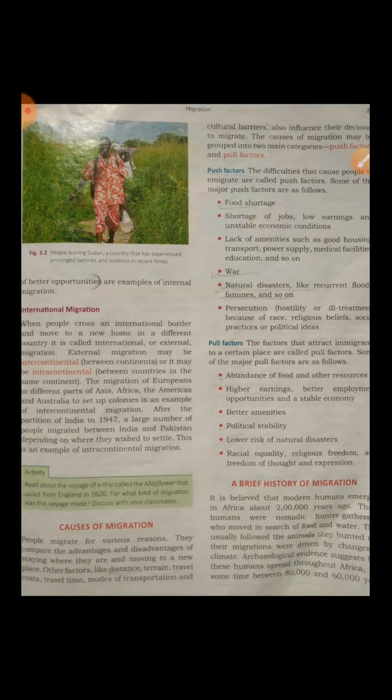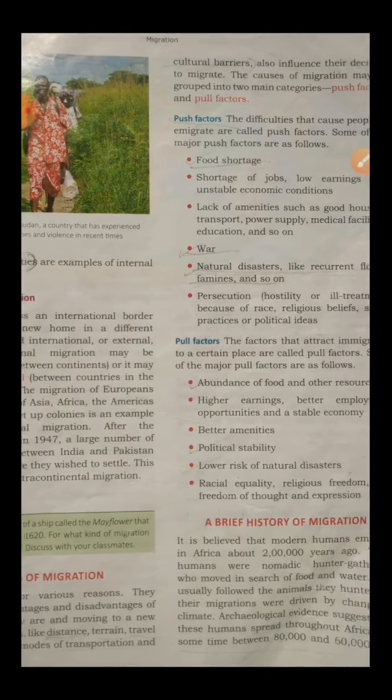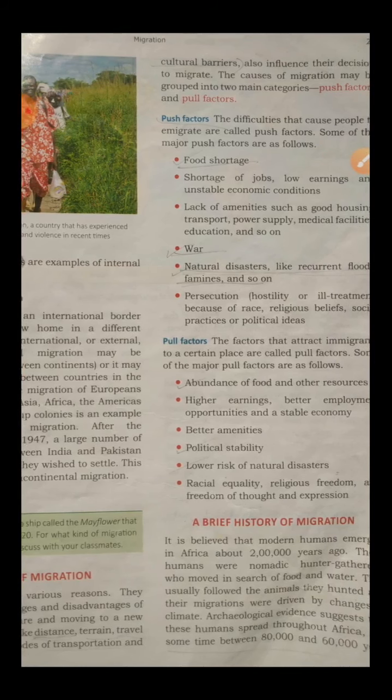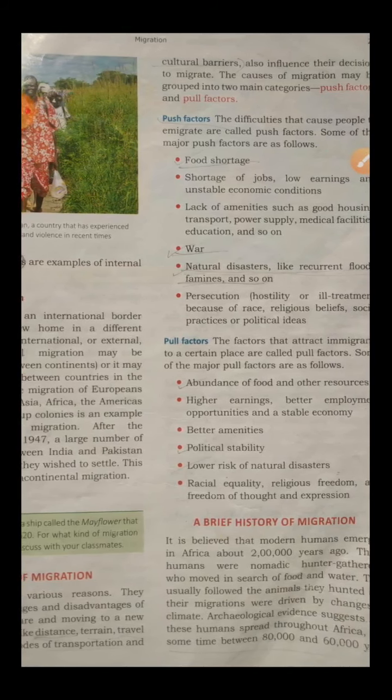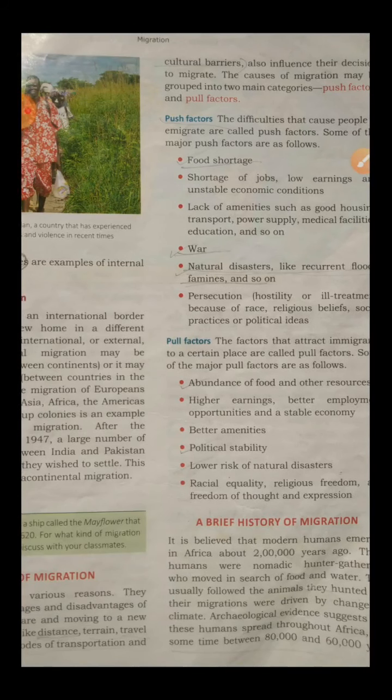A brief history of migration. It is believed that modern humans emerged in Africa about 2 lakh years ago. The humans were nomadic hunter-gatherers who moved in search of food and water. They usually followed the animals they hunted, and their migrations were driven by changes in climate. Archaeological evidence suggests that these humans spread throughout Africa and, sometime between 80,000 and 60,000 years ago, beyond it.